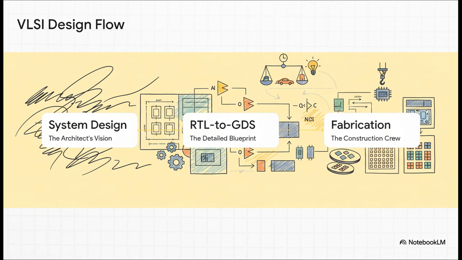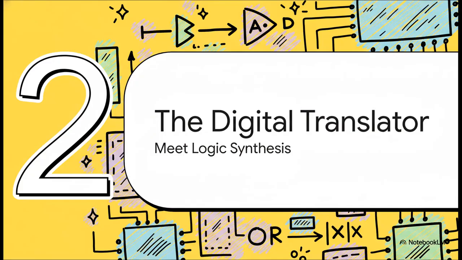We're going to focus right smack in the middle on that absolutely crucial blueprinting stage. Now, inside that blueprinting stage, the very first, and you could argue one of the most important steps, is something called logic synthesis. You should think of it as the master translator, or maybe an automated general contractor. Its whole job is to take the architect's plan and create a precise, buildable instruction manual from it.